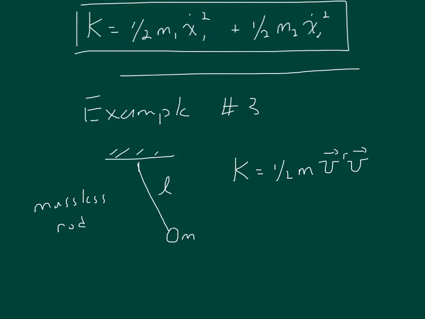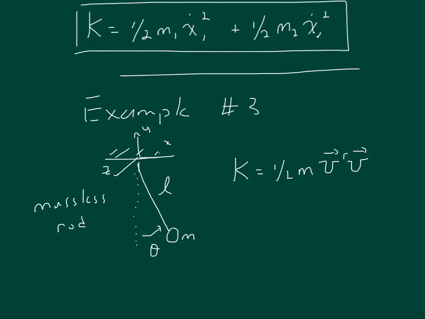Now we can parameterize this system by specifying that the angle from hanging straight down is theta, and we also need a coordinate system. So we could attach a coordinate system maybe to this point. So that would be x, y, and z.